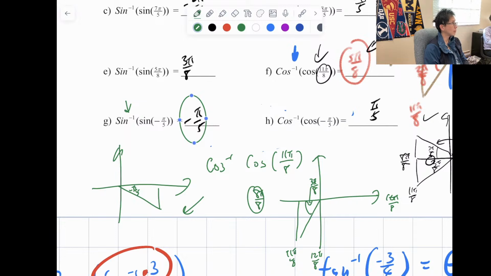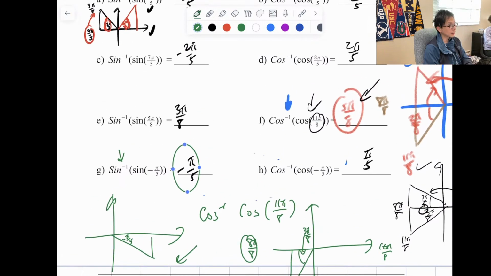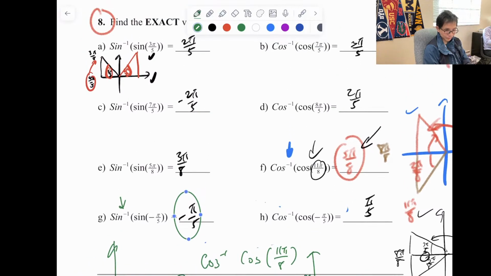Other questions? I like this question. Make sure you know your reference angle. Yes. Can we do C? C. Okay.